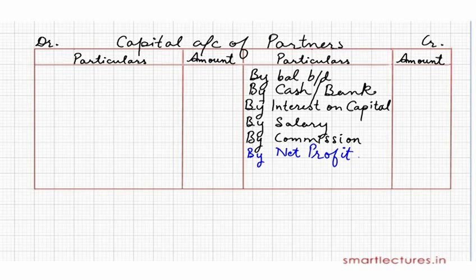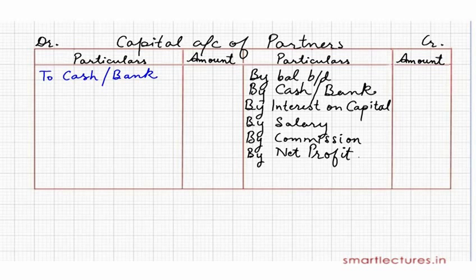Now let's look at the debit side. The debit side means this is the minus side of the capital account, meaning those items which reduce the capital of the partner will be shown on the debit side of the capital account. Number one, to cash or bank. If any partner has taken money out of the firm, that will be called drawings. So these drawings will be shown on the debit side.